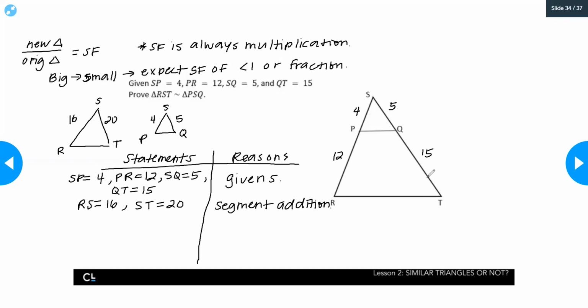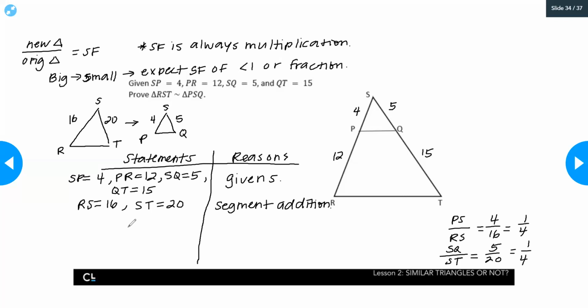Okay. Now, something that I've noticed is that if I am corresponding my PS side to my RS side, let's take a look at what we can do with proportionality, if we have any. So again, I went from the big triangle to the small triangle, meaning my small is my new. So let's use PS over RS, which is 4 over 16. And then I'm going to use SQ over ST, which is 5 over 20. Let's check if these proportions are the same. If I have 4 over 16, that reduces to 1/4. 5 over 20 also reduces to 1/4.